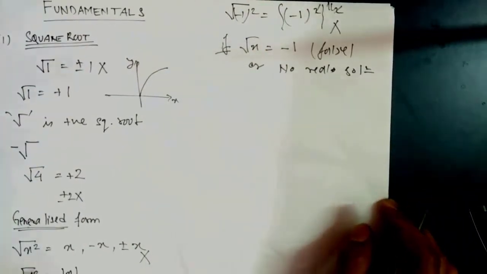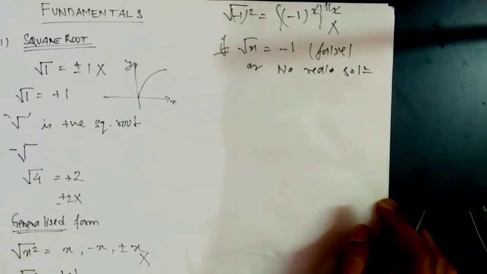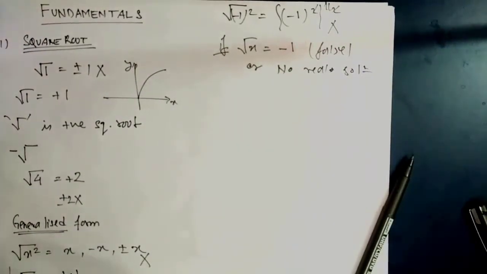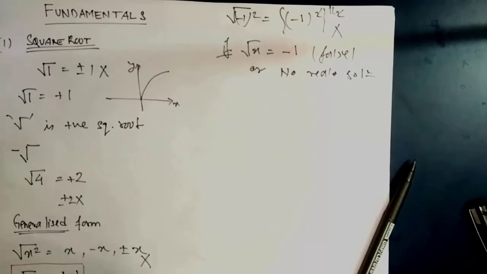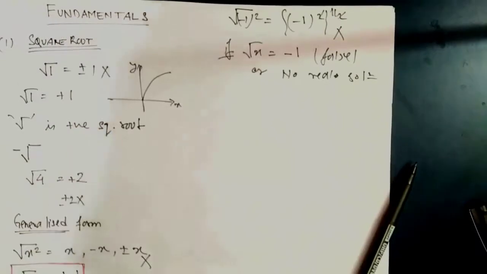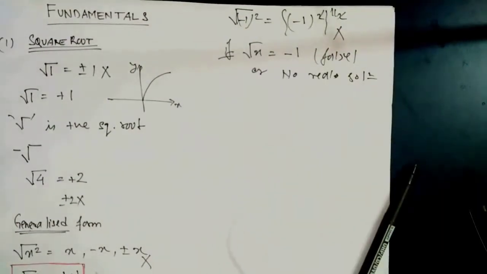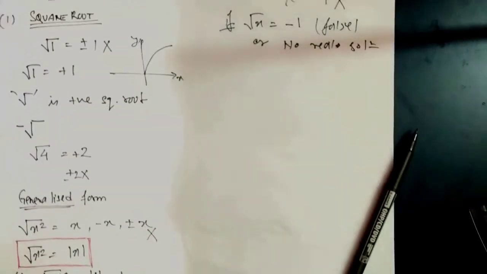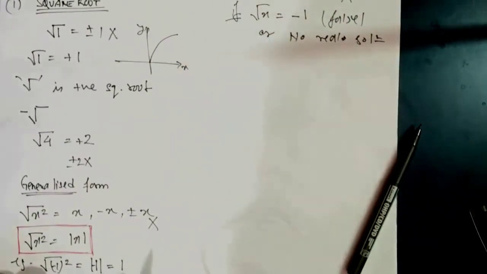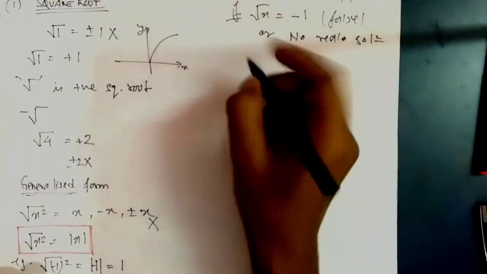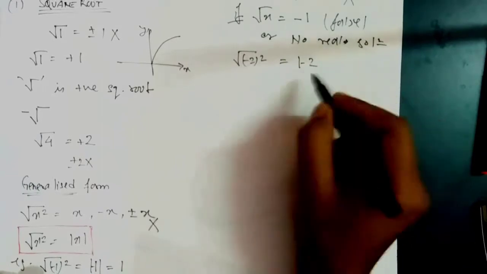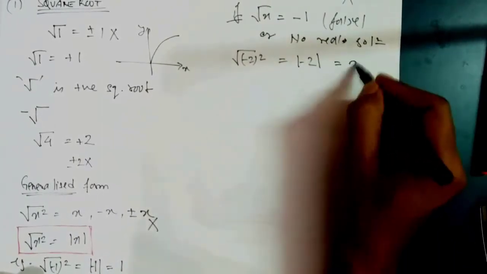And to generalize, the value of under root x square is, I'll put this in red, which means important, mod of x. It will be mod of x, it will never give a negative value. And under root of minus x the whole square should be mod of minus x. For example, under root of minus 2 the whole square should be mod of minus 2. What mod will do is make this positive, and the answer will be 2.